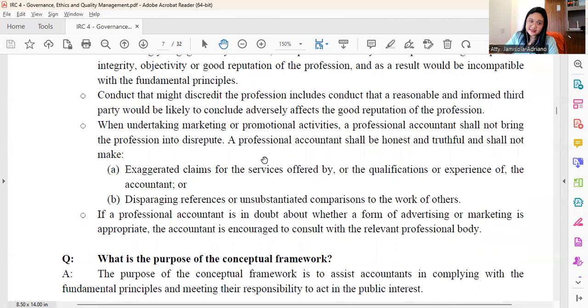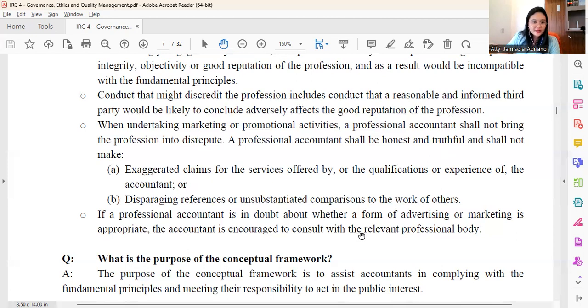Also, do not lie in your marketing, right? Professional accountants shall be honest and truthful and shall not make exaggerated claims for the services offered by or the qualifications or experience of the accountant. For example, if you are a new CPA, you are not allowed to put in your marketing that you have a thorough experience in tax, in audit, and so on. So, do not exaggerate your qualifications or make disparaging references or unsubstantiated comparisons to the work of others. So do not say, this is how I do it, compared to the accounting firm of blah, blah, blah. So do not harm others. Do not tamper with the good name of other professionals.